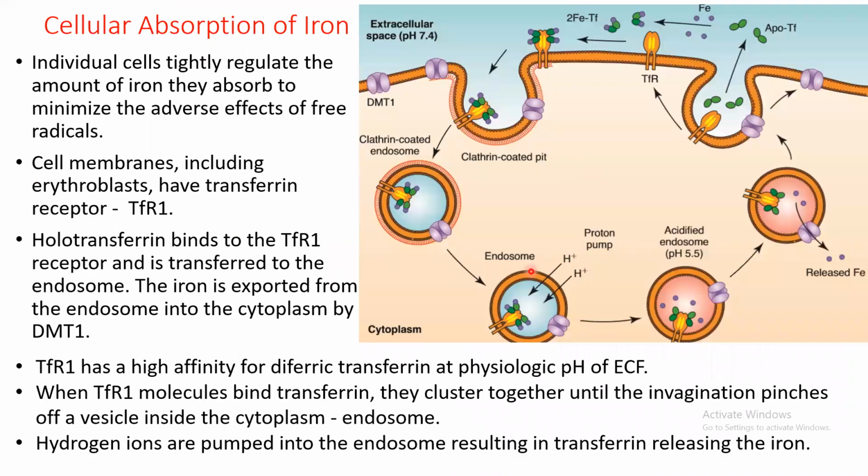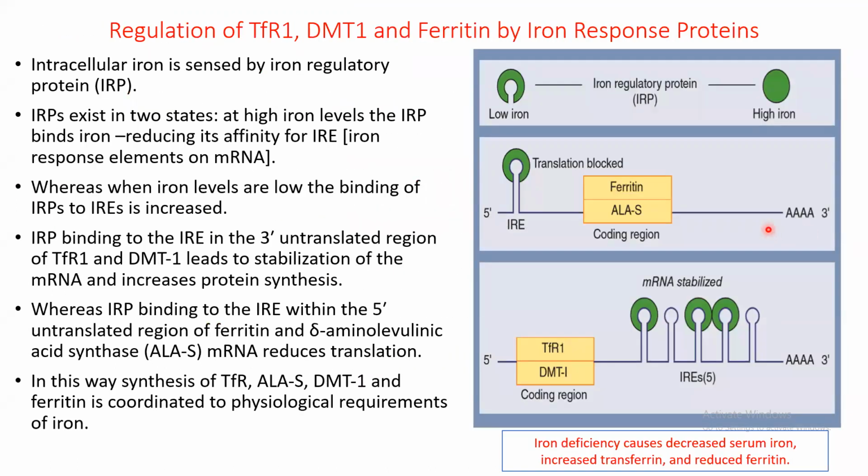Now we talked about how iron enters our cells by the transferrin receptor and the DMT1. Keep those in mind, the transferrin receptor and the DMT1. Now we will talk about how this is regulated.